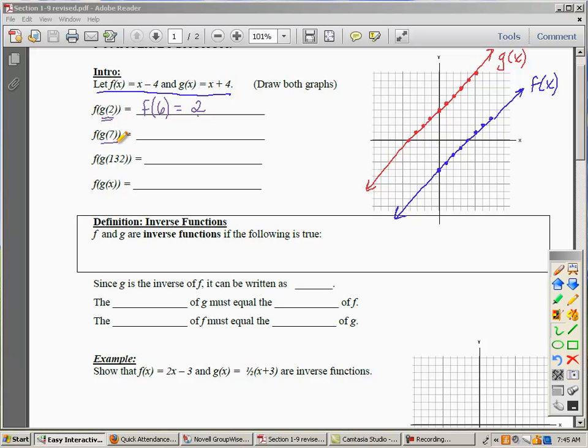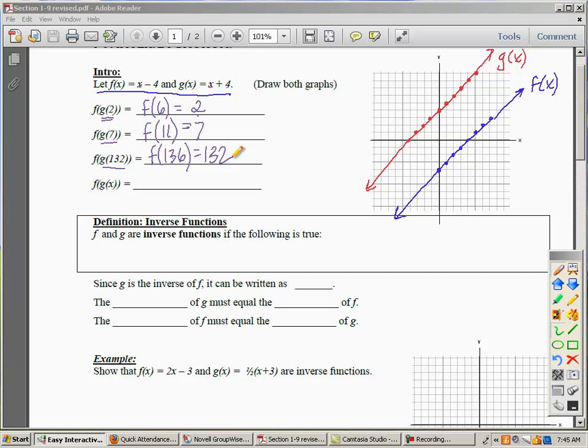Let's try f of g of 7. G of 7 means 7 plus 4 is 11, so f of 11, then if I put an 11 in for the x in f, 11 minus 4 is 7. And again, what you put in is what you get out. One more, I think you can kind of see the pattern though. G of 132, well 132 plus 4 would be then f of 136. And 136 minus 4, if I put it in f, comes back to 132. And again, you'll notice what you put in is what you get out.